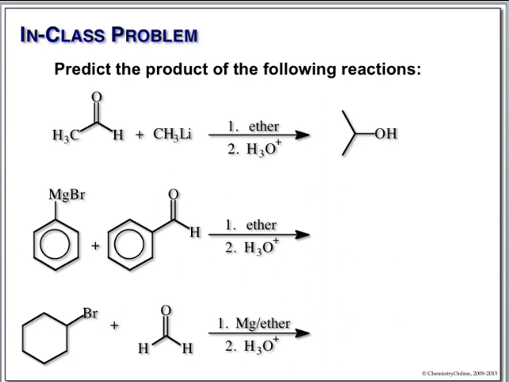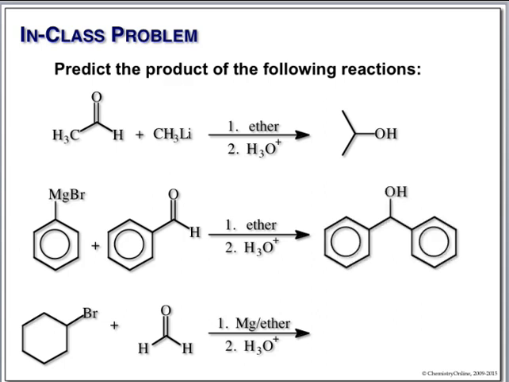Our next one is a simple classic Grignard. We have phenyl magnesium bromide. We have an aldehyde. We will form a secondary alcohol. The phenyl anion will add to the carbonyl. This will become an OH. And we will get that alcohol.